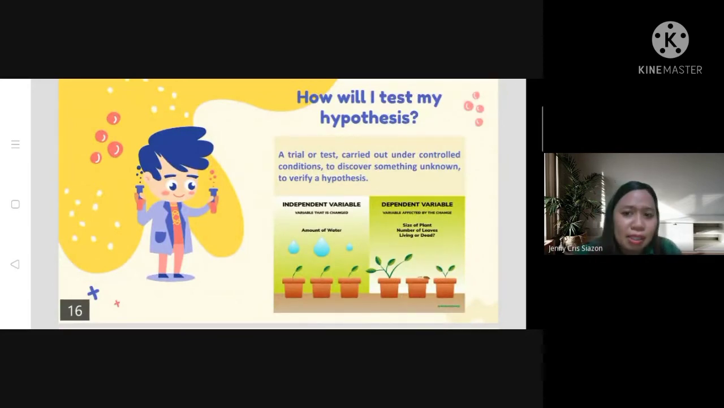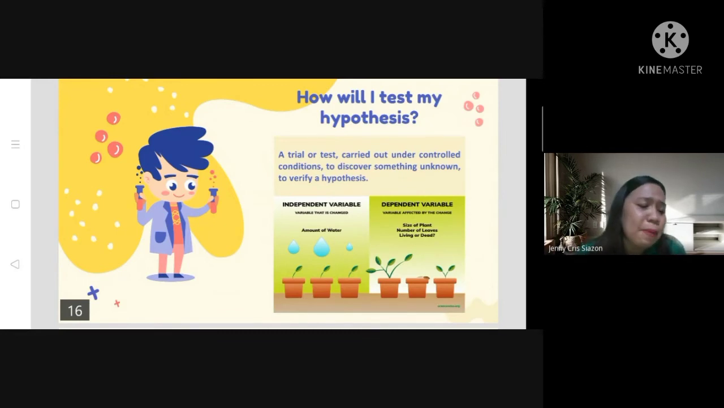A trial or test carried out under controlled conditions to discover something unknown is to verify a hypothesis. Okay. So, kailangan ang experiments natin or experimentation process natin ay controlled. Meaning, kapag controlled ang ating experiment, meron tayo dapat na dependent variable and independent variable. Okay? So, tatandaan natin, ito yung magiging heart of our research. Ito yung pinaka-crucial sa research na gagawin natin.